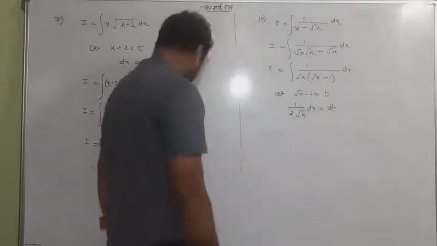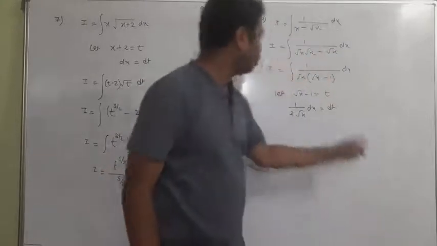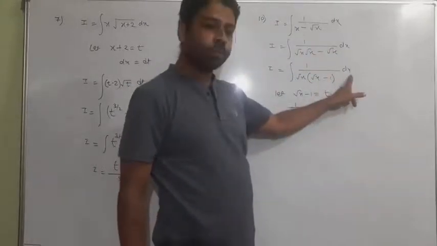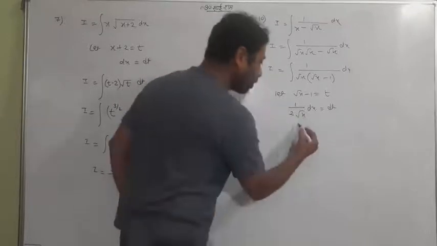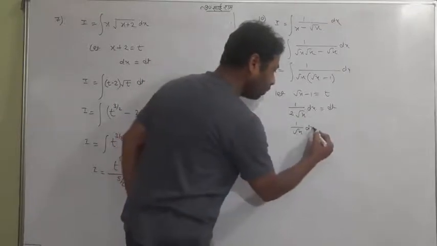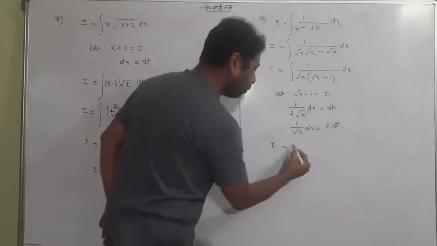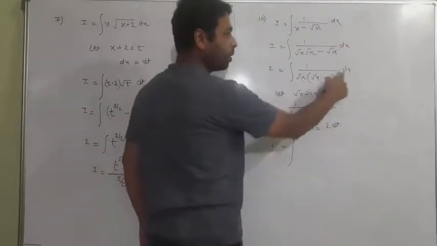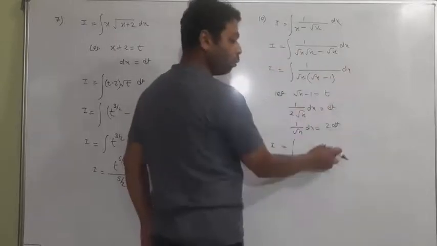What do you need from the question? Look, you need 1 by root x dx. So 1 by root x dx, you don't need the 2, so you can transfer the 2. So it's going to be 2 dt. Now you can go into the question. So 1 by root x dx is equal to 2 dt.